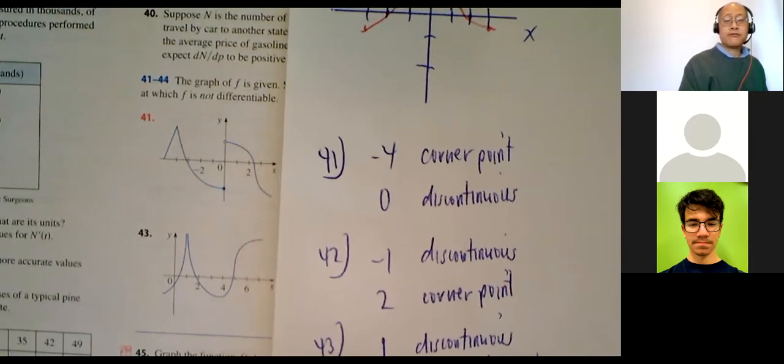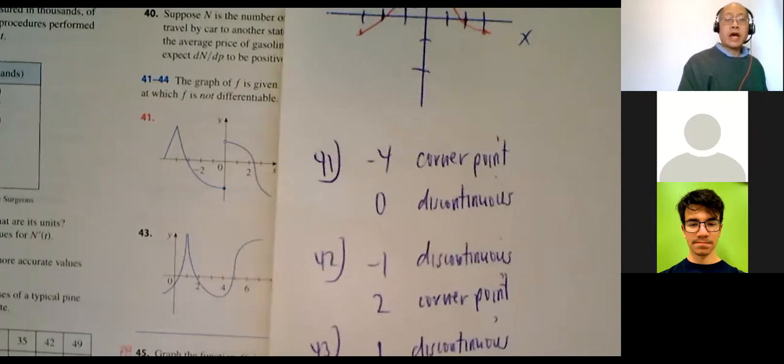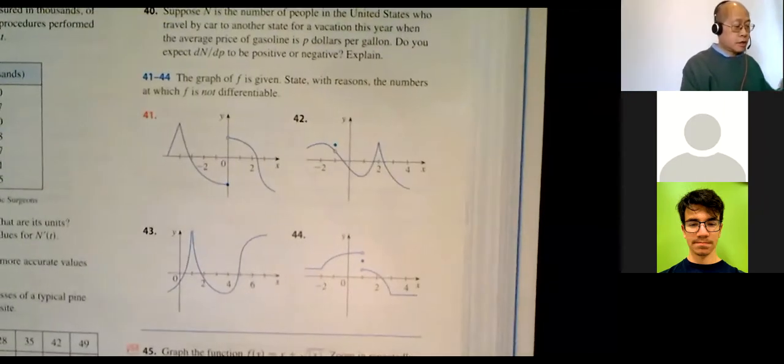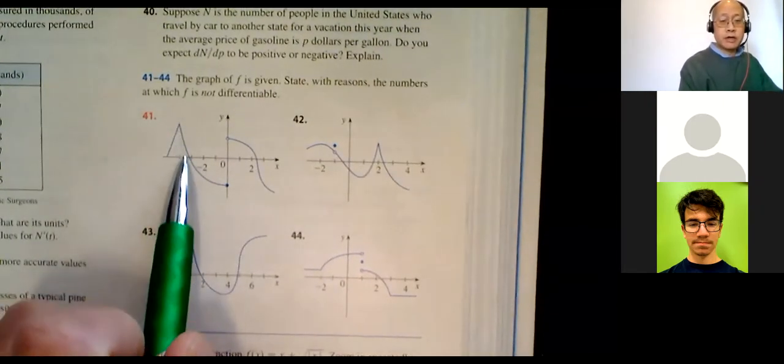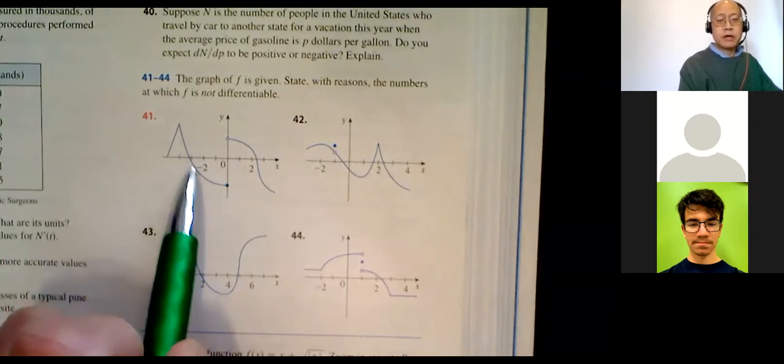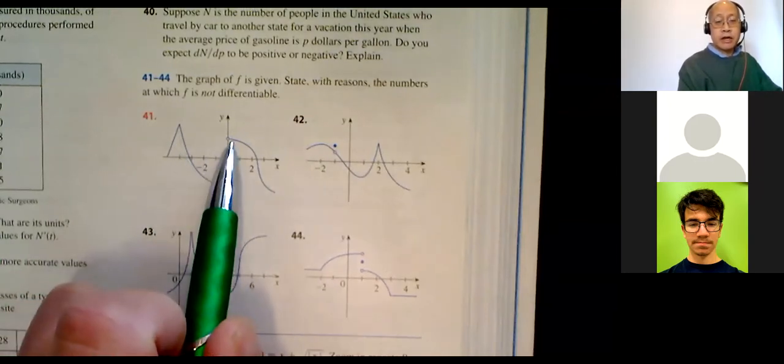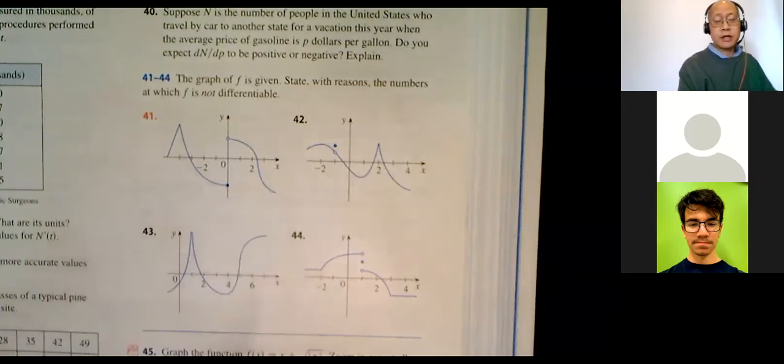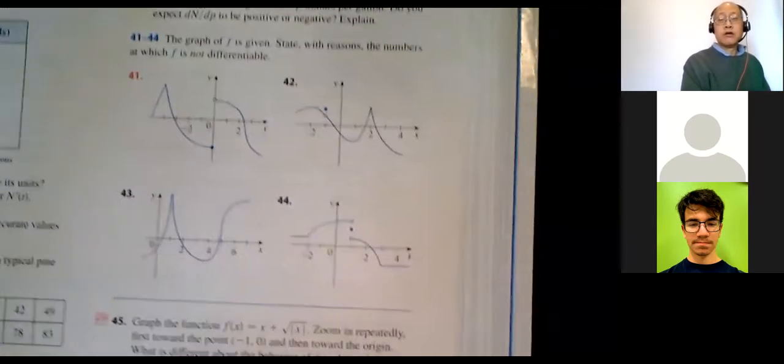At -4, corner point, and at 0, discontinuous. Everywhere else, the function is differentiable. Okay, so differentiable here, right? I don't mind being on a roller coaster right here. Smooth, there's a tangent. Right here, tangent, tangent, everything seems fine there. Okay, 42.